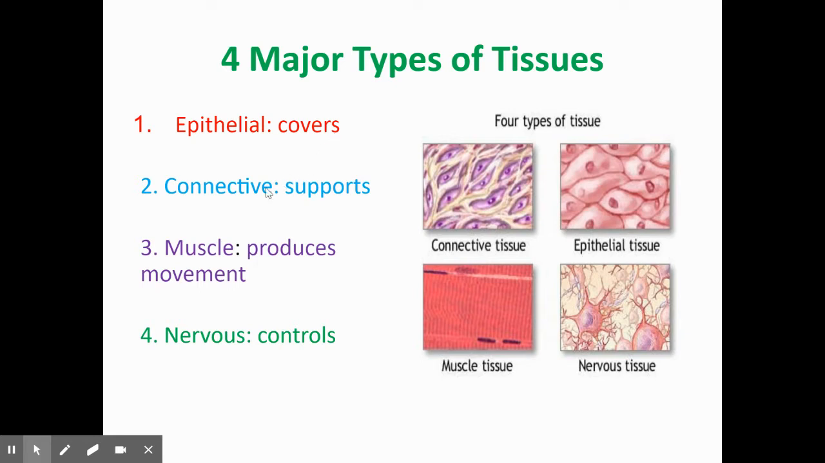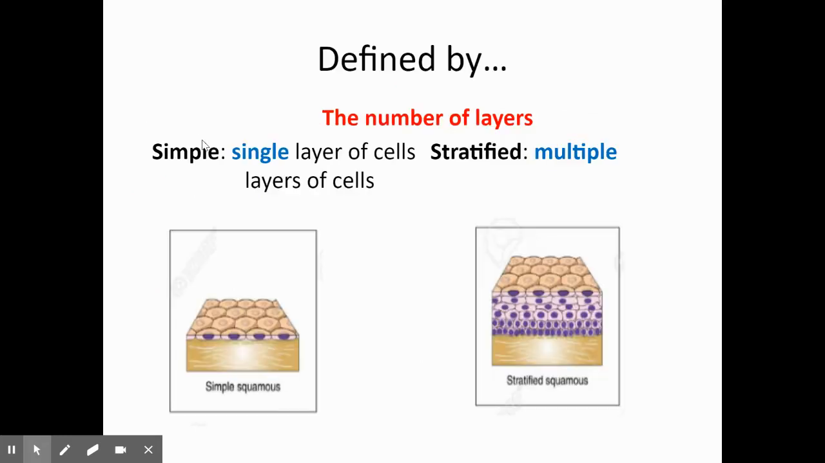The other tissues we're going to talk about are connective, where the key word is that it supports, muscle tissue, and nervous tissue. Today, we are only going to focus on epithelial tissues.